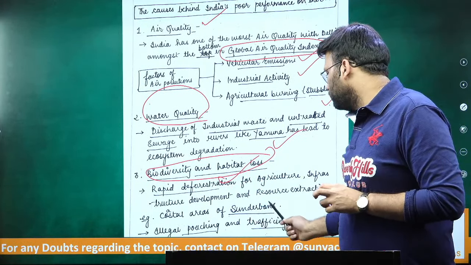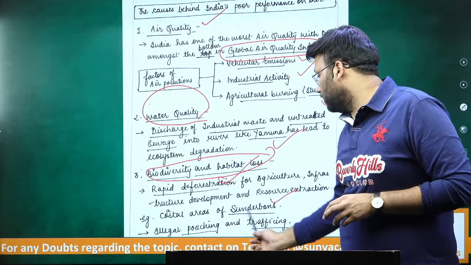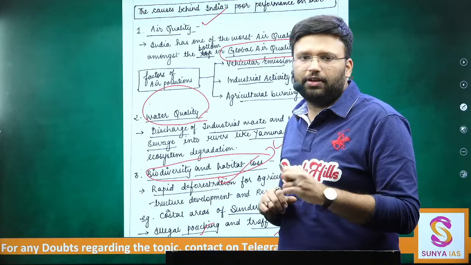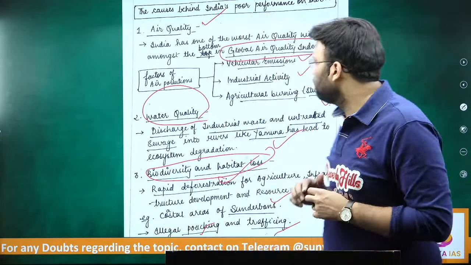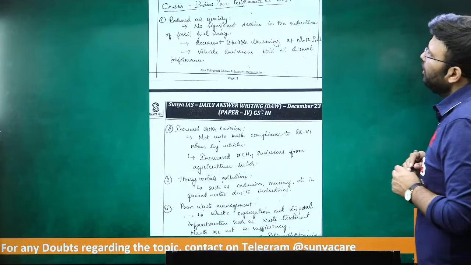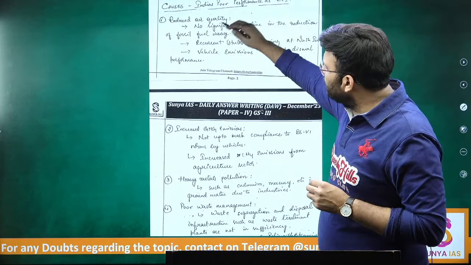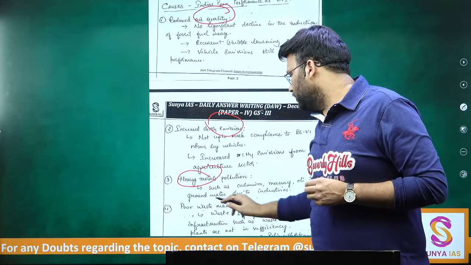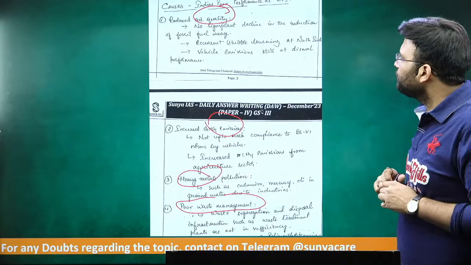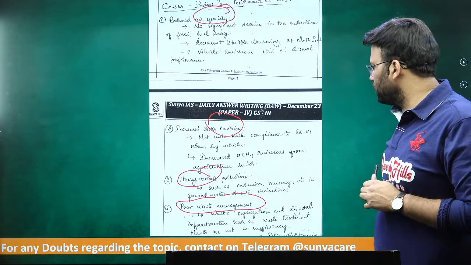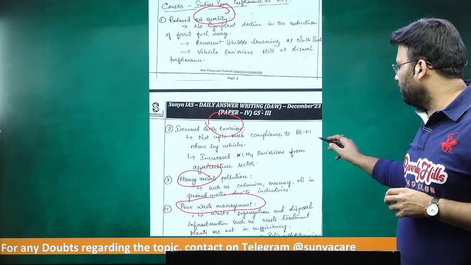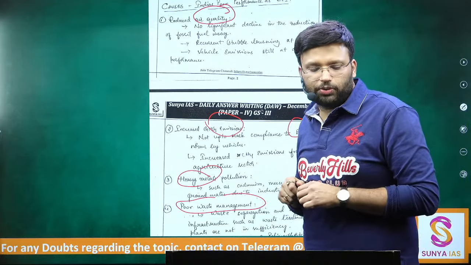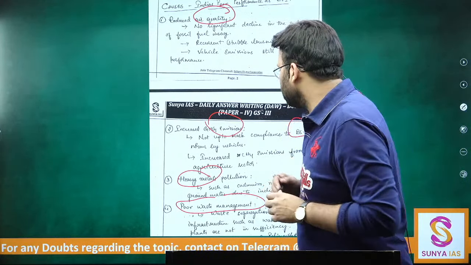There is an example of the coastal areas of Sundarban, illegal poaching and trafficking. Overall, good presentation and even good examples are mentioned. Here also some causes are mentioned: reduced air quality, GHG emissions, heavy metal pollution, poor waste management. Overall, the presentation is good. Examples are also there. Not up to mark compliance with BS4 norms, very good. BS4 norms, you can even talk about the FAME India scheme.